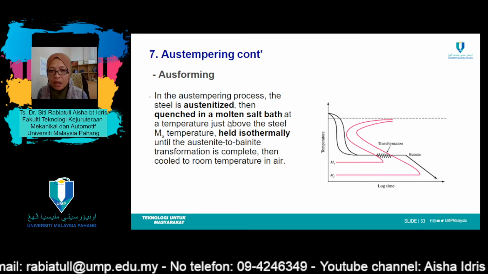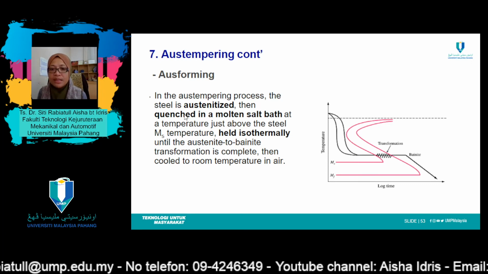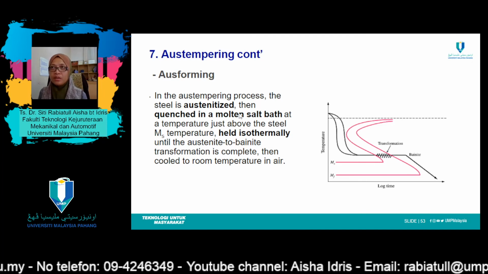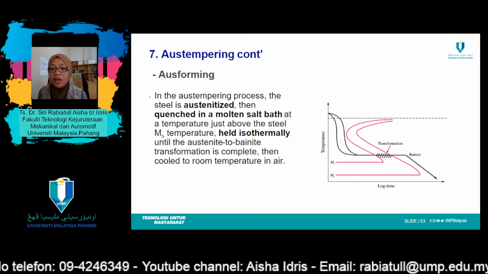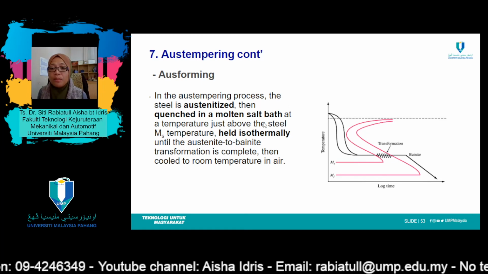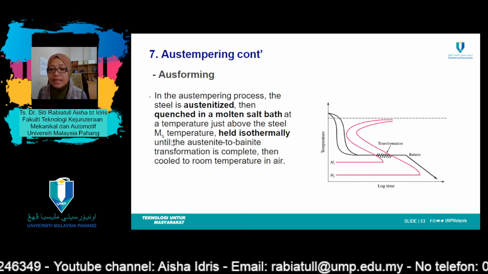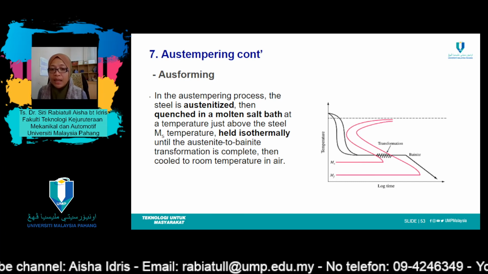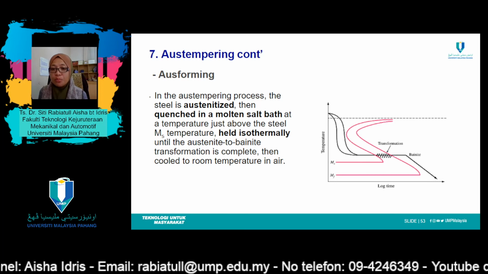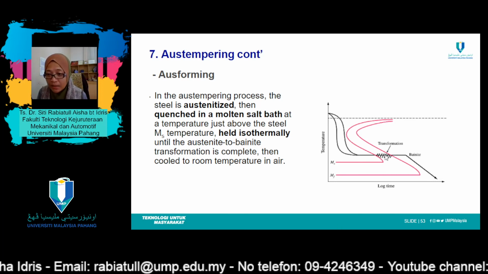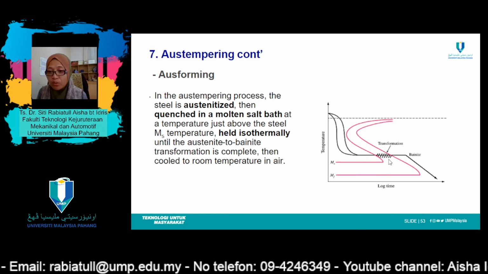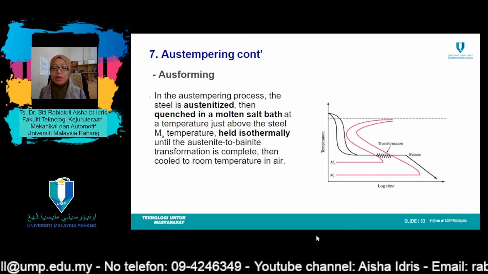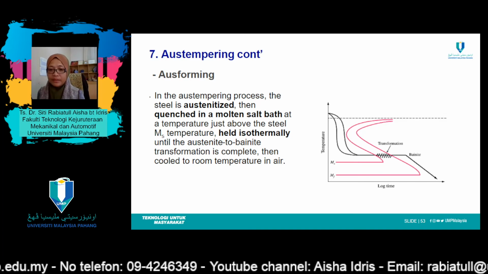So in the austempering process, the steel is austenitized, which is above 723 degrees C. Then it is quenched in a molten salt bath at a temperature just above the steel's Ms temperature. After that, hold it isothermally until the austenite transforms to bainite completely. At this point, it will have transformed completely, then cool at room temperature. So that is called austempering.